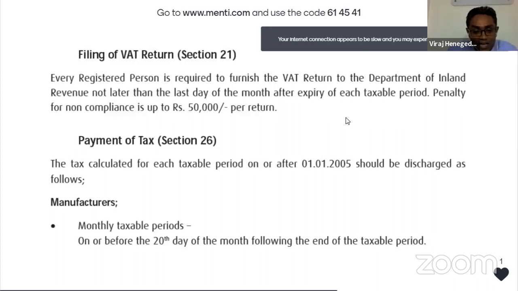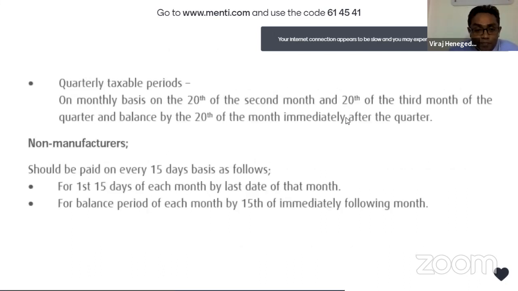And payment of tax, again you need to remember, the payment due date for manufacturers is the 20th of every following month. For example, for April you need to make that payment on the 20th of the next month. Now there are two categories: one is monthly basis and another one is quarterly. For monthly, once they finish the month, by the next month's 30th they have to file returns. Quarterly also by the next month's 30th. For payments, monthly basis is the 20th, and for the quarter, the balance by the 20th of the month immediately after the quarter.